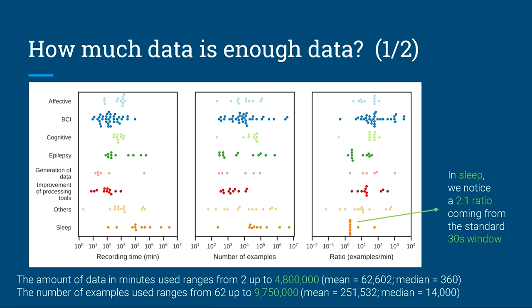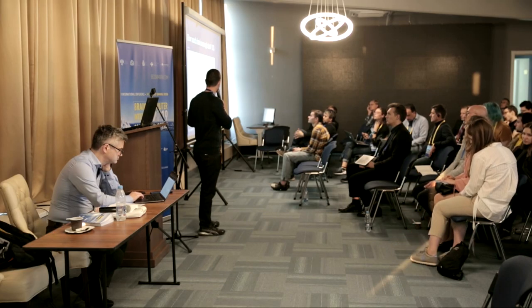But if we look at the mean and the median, it gives a better approximation of what's happening: basically a few hours' worth of data in terms of the median. Same thing for the number of examples. It goes from 162 up to 9 million examples. So it really ranged from different places.